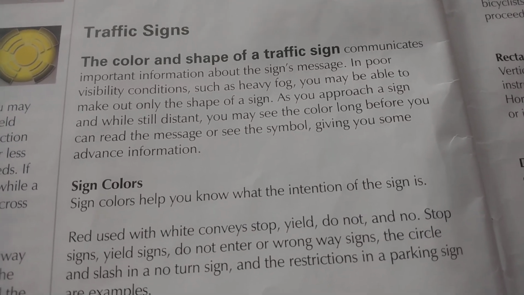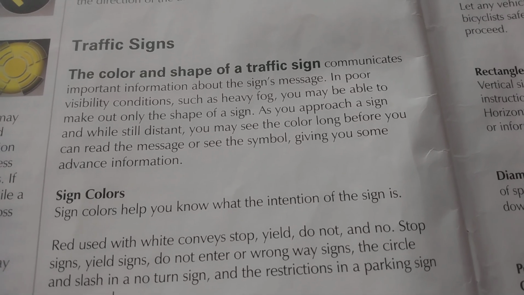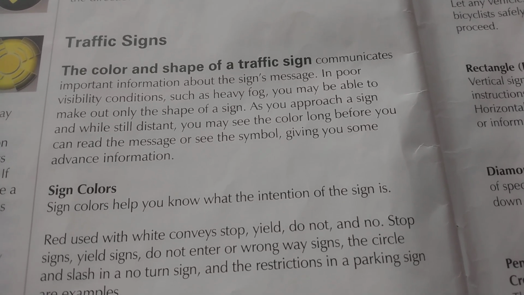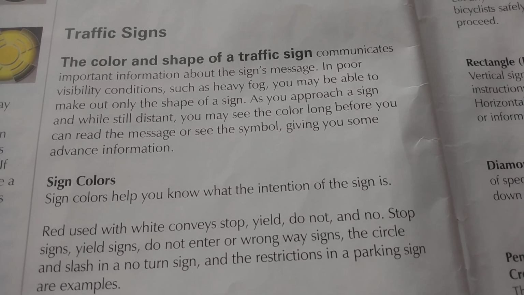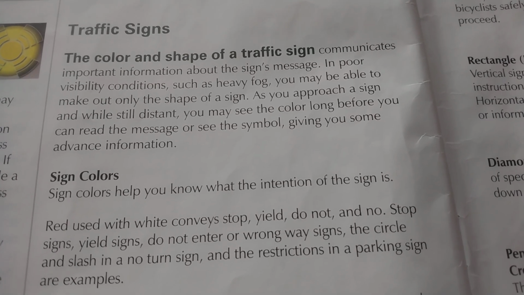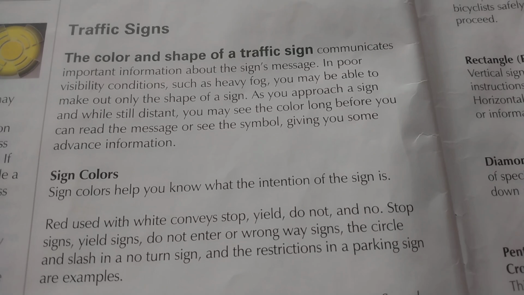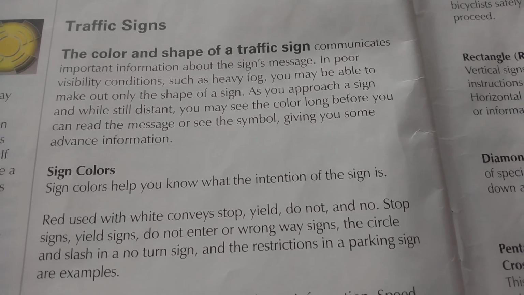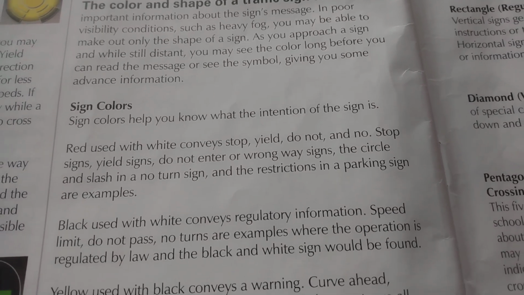Traffic signs. The color and shape of traffic signs communicate important information about the sign's message. In poor visibility conditions, such as heavy fog, you may be able to make out only the shape of a sign. As you approach a sign, and while still distant, you may see the color long before you can read the message or see the symbol, giving you some advance information.